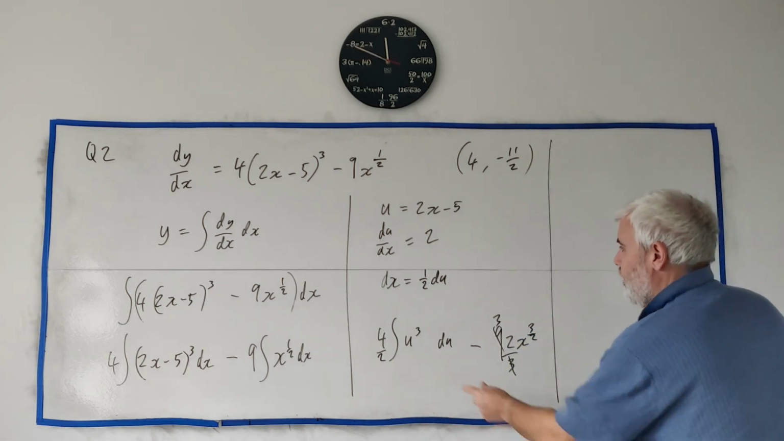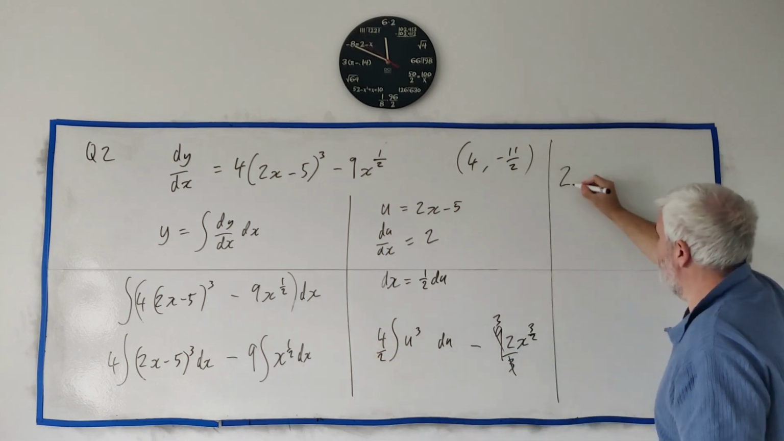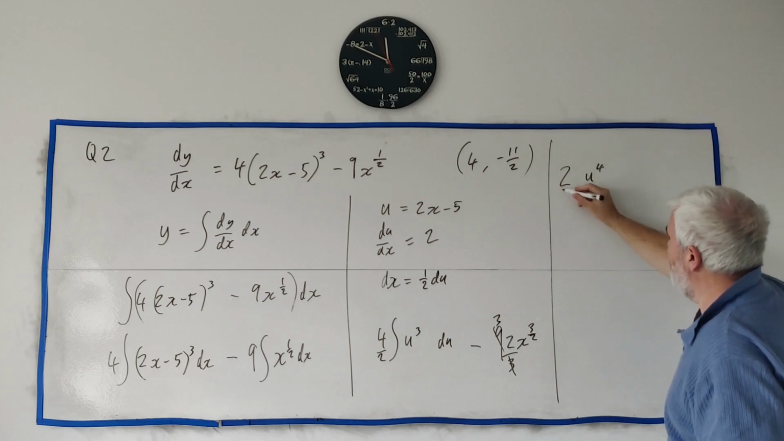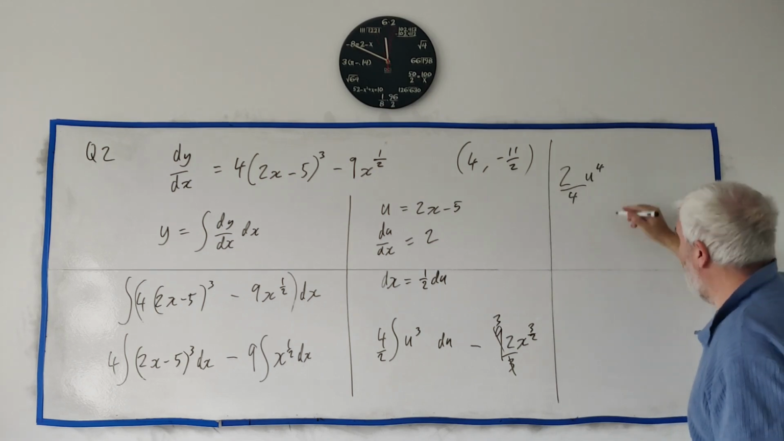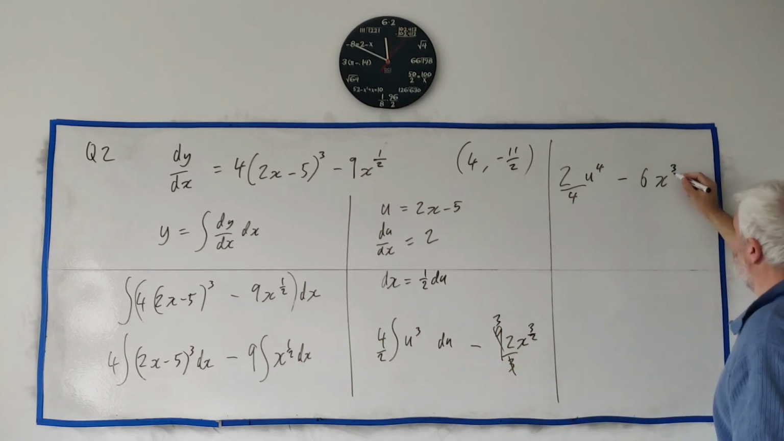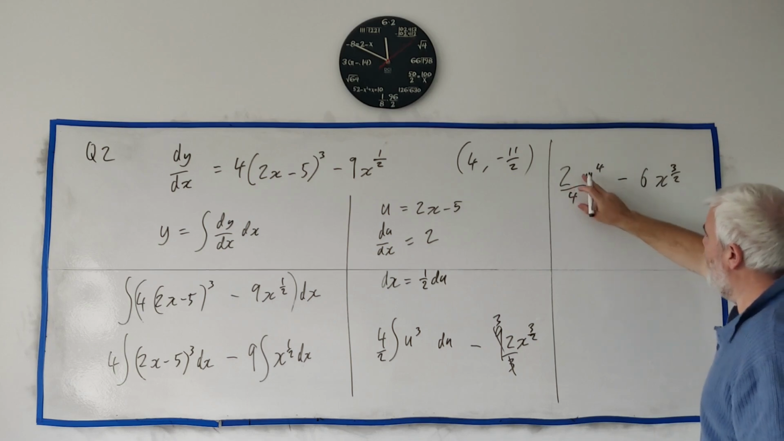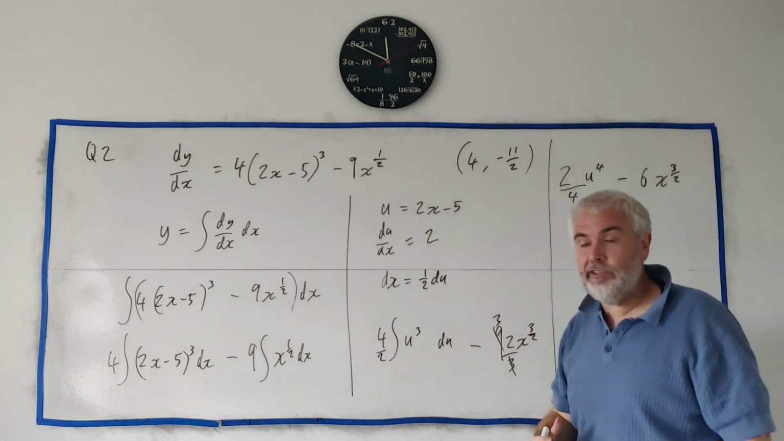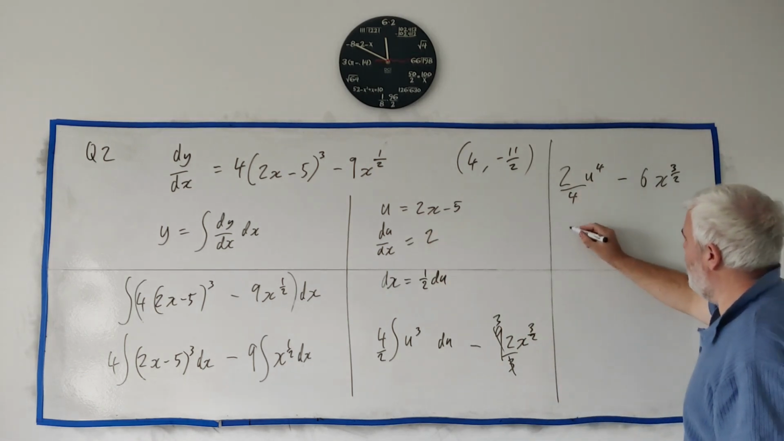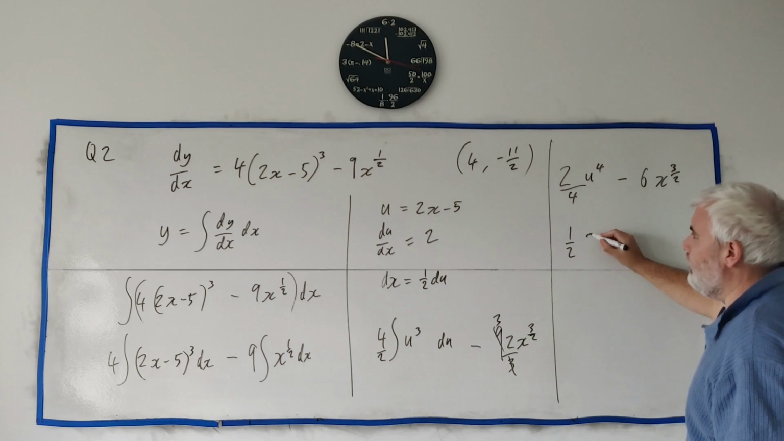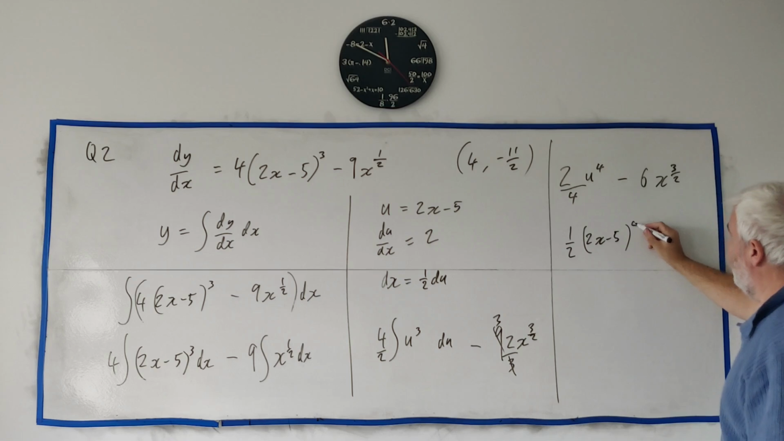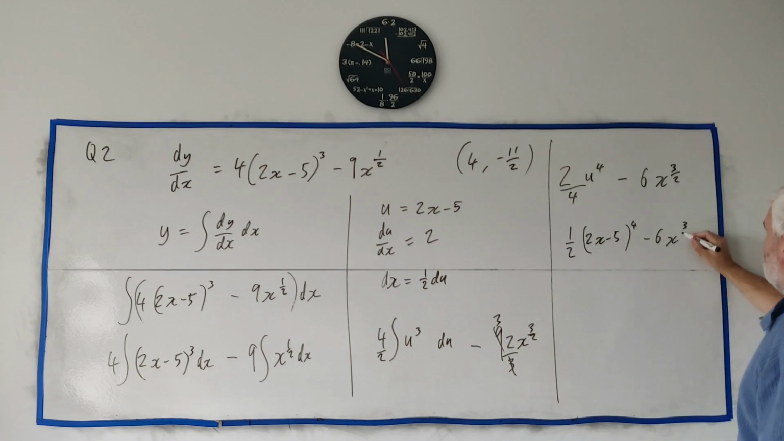We'll continue up here. This becomes 4 divided by 2 becomes 2. The integral of u cubed is u to the power 4 divided by 4. And we'll write this in here. 3 times 2 is 6x to the 3 over 2. But remember, we made that up. Let's replace it back. Let's put it back to what it originally was. 2 and 4 go in half. That becomes 2x minus 5 to the power of 4, minus 6x to the 3 over 2.